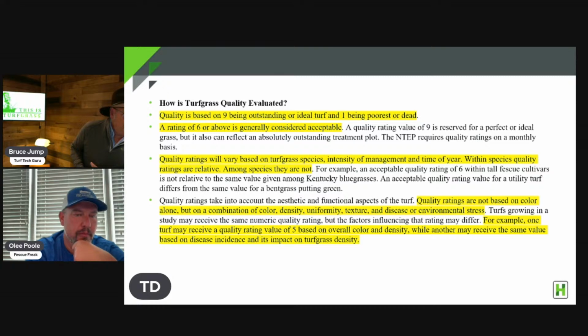Ratings of 6 or above are considered acceptable. And that's a key point. They go from 1 to 9. 1 is the poorest or dead, and 9 is the high ideal turf.